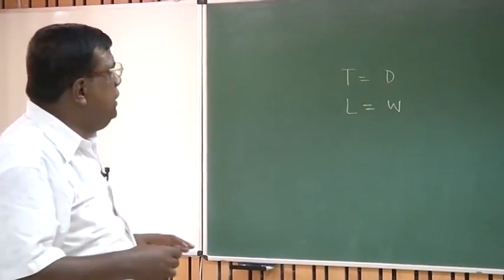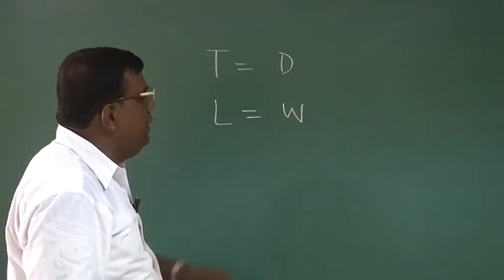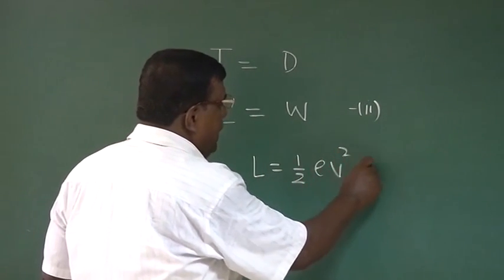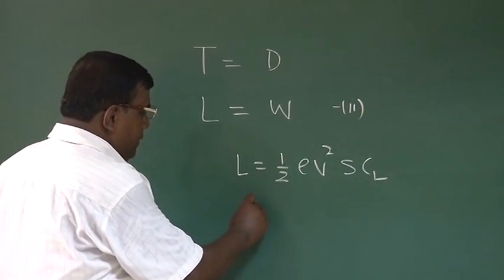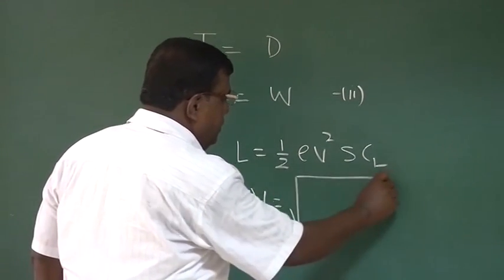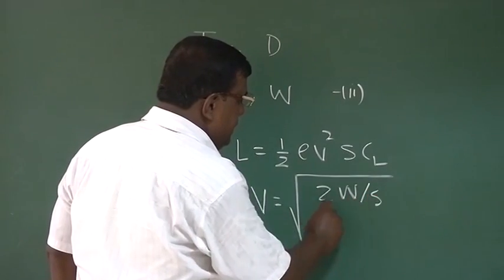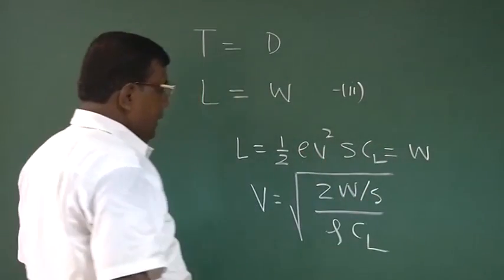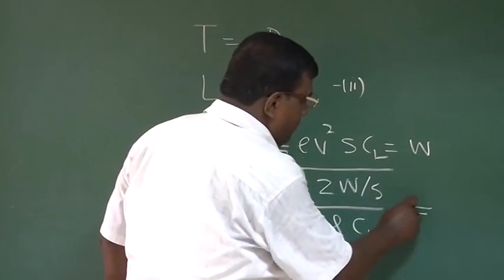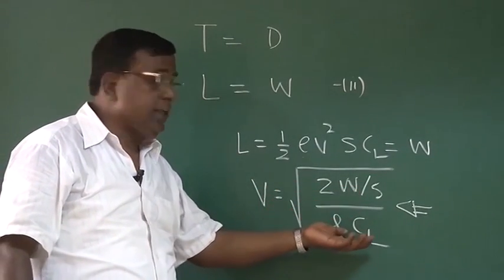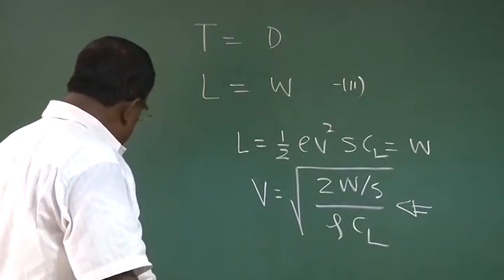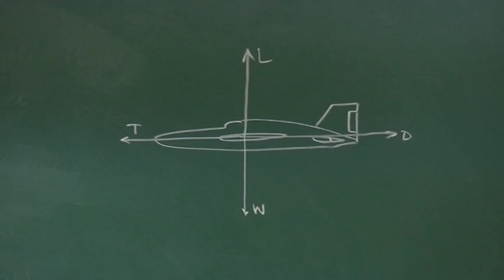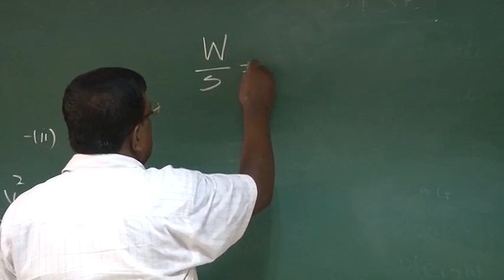Let us come back first to this force balance, which is thrust equal to drag and lift equal to weight. If I take the first equation, second equation, the lift, we know by now, is half rho V square S CL. So I can write V equal to under root of 2 W by S by rho CL, because the lift, half rho V square S CL, is equal to the weight, as per equation number 2. So let us focus on this equation. The two very important parameters here are CL and W by S, and W by S we will be referring to very frequently as wing loading.